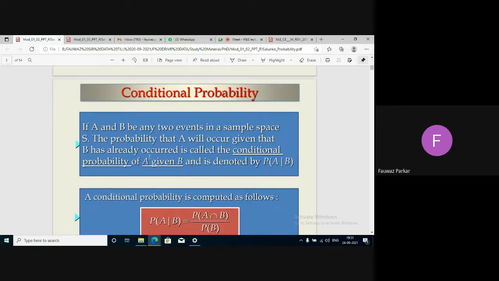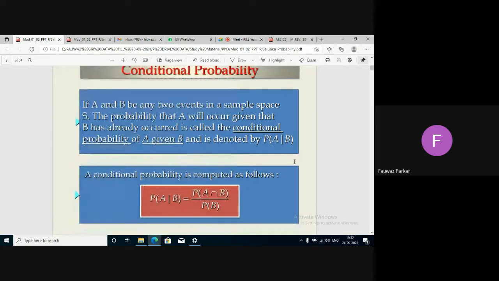In very simple terms, suppose A and B are two events in a sample space S. The probability that A will occur given that B has already occurred is known as conditional probability. It is often denoted by this symbol. You cannot call it A upon B, because that will have a different meaning, but you can denote it by this symbol. This is the symbol for A on the condition that B has already occurred.